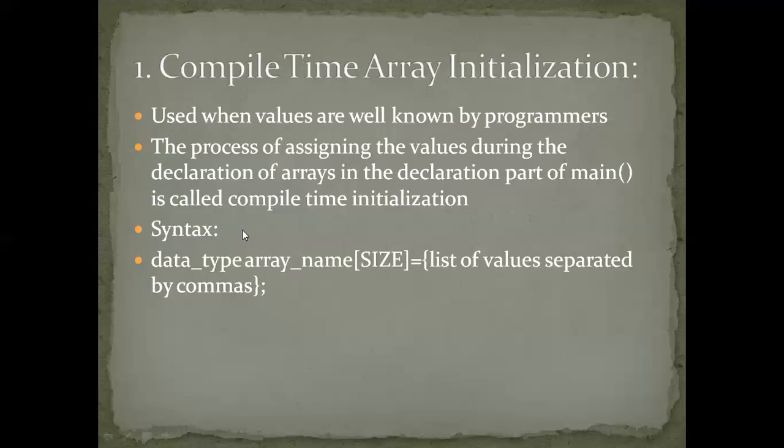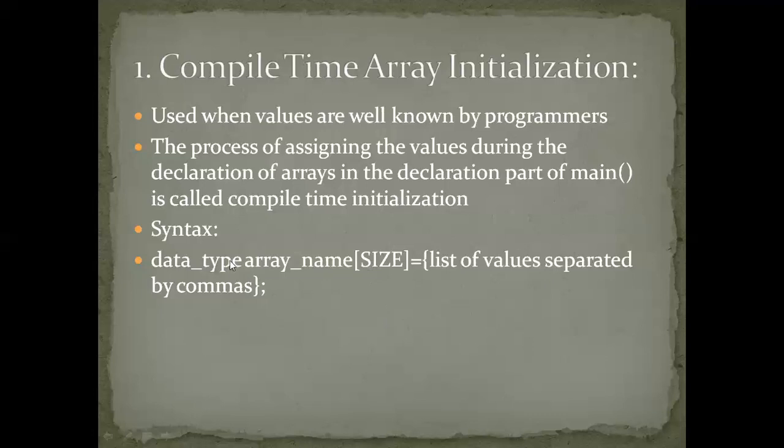The syntax of compile time array initialization is data type, array name, then size. This is common for the one-dimensional array, remember? So this is the syntax for what? One-dimensional array. With that, how we can initialize: this remains the same, that is data type, array name, and size, that is equal to a list of values separated by commas. Remember this. So this is the syntax for compile time array initialization.